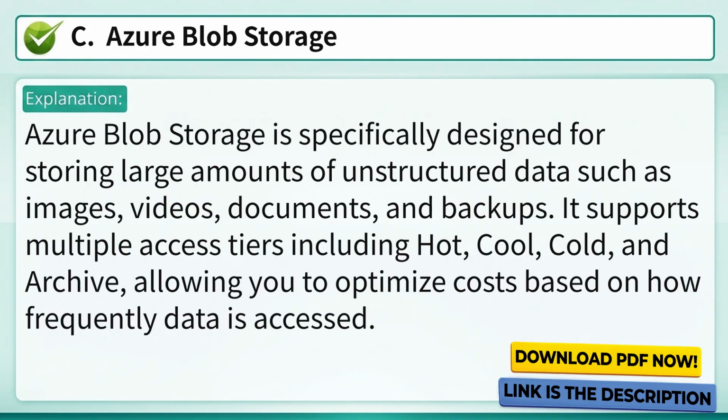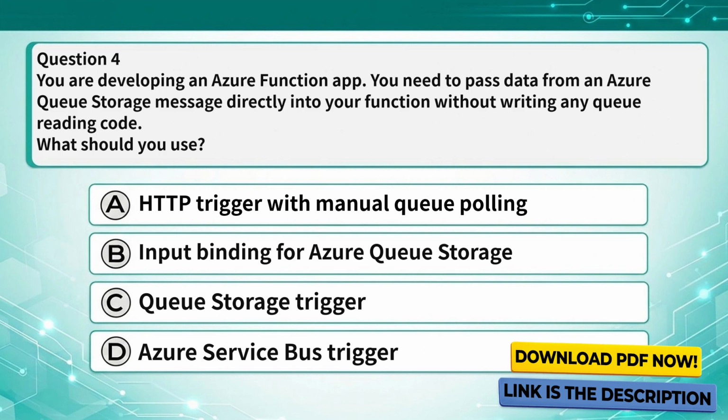Explanation. Azure Blob Storage is specifically designed for storing large amounts of unstructured data such as images, videos, documents, and backups. It supports multiple access tiers including hot, cool, cold, and archive, allowing you to optimize costs based on how frequently data is accessed.